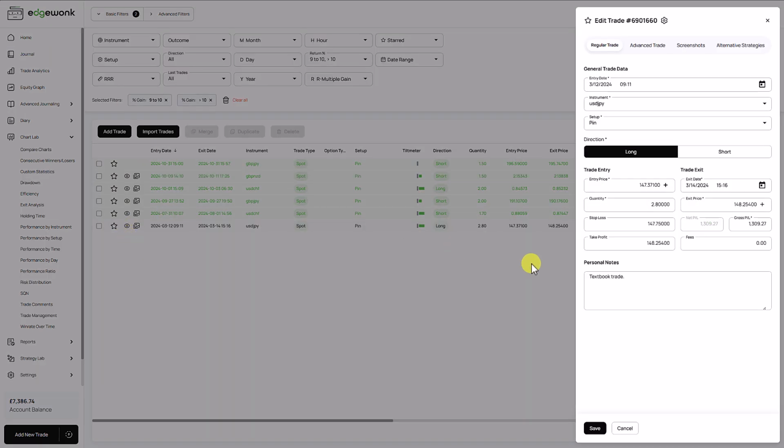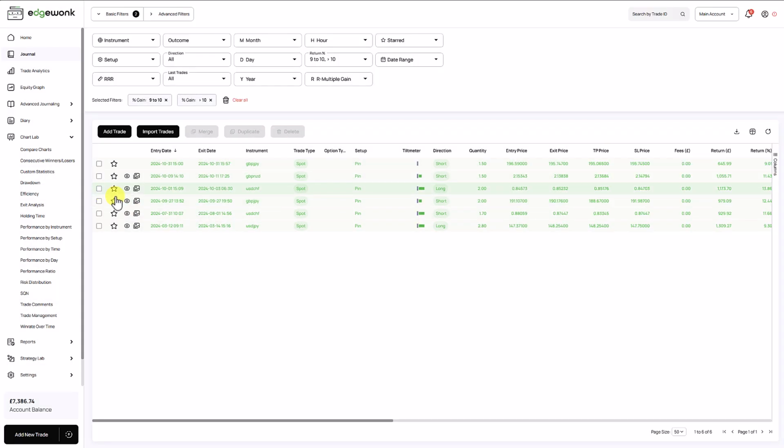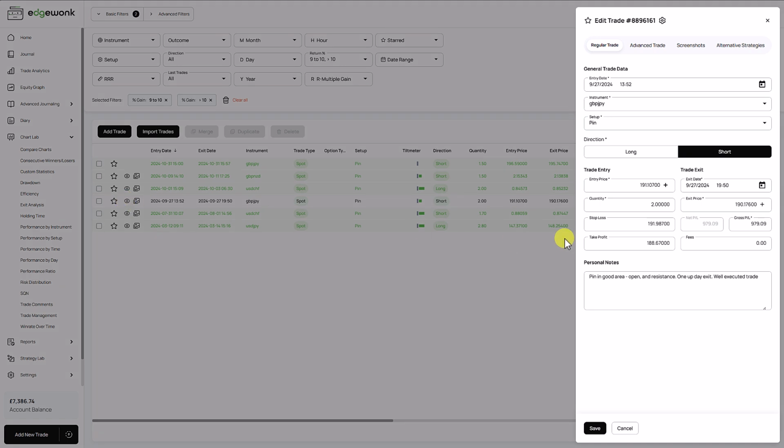So here he just wrote textbook trade. He said good pin in trending direction. He said pin in good area, open and resistance, 1 up day exit, well executed trade. Alright, so we don't get a lot out of the personal notes other than that he followed his rules to the T, and it seems like everything aligned here as well.